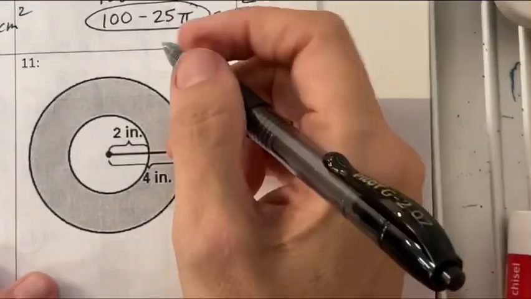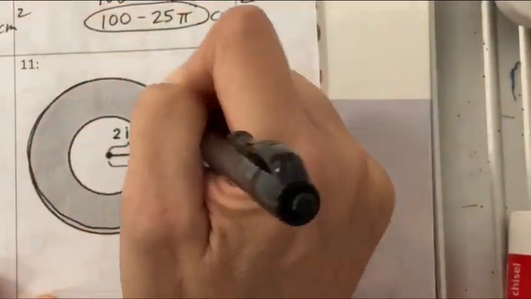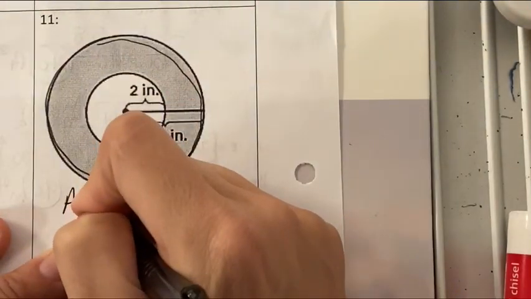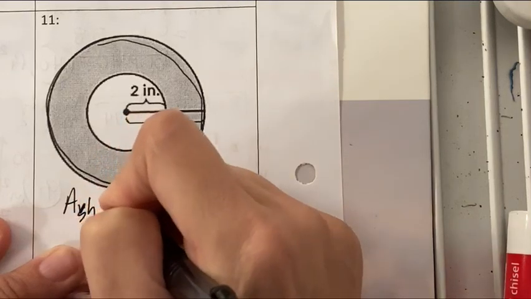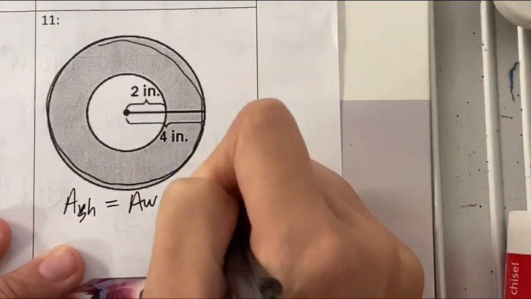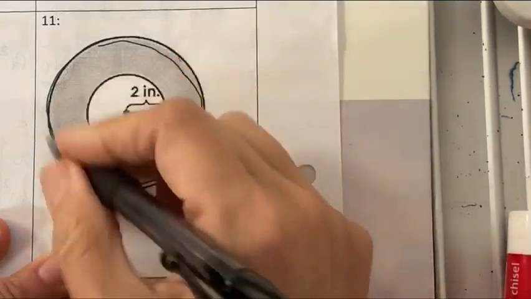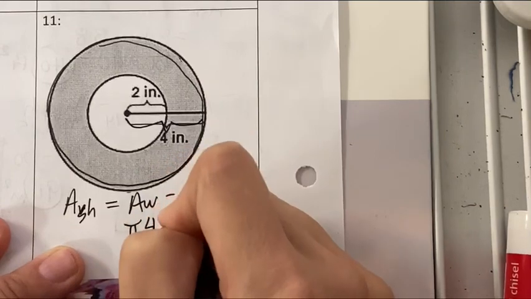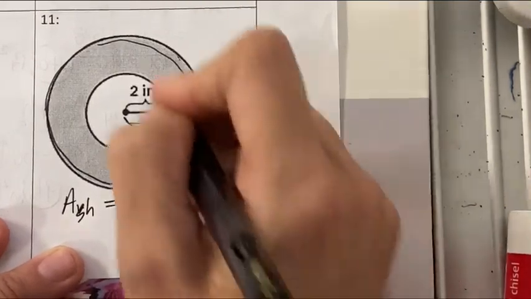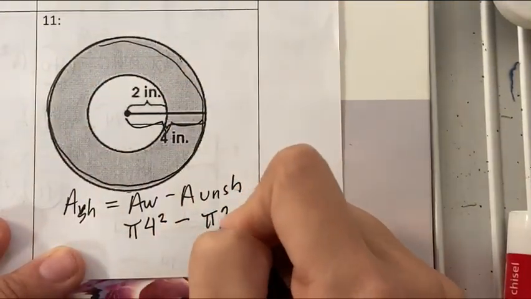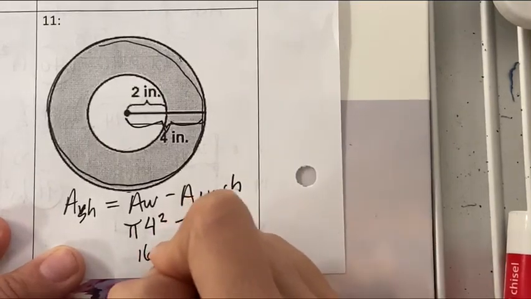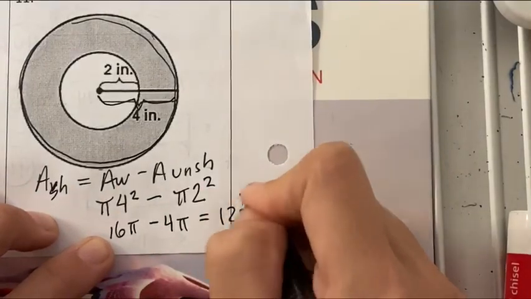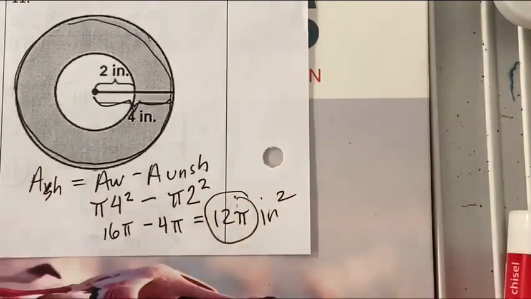Okay, what do we got going on here? Same formula. I'm going to do area of the shaded equals area of the whole minus area of the unshaded. So what is the whole thing? They told us the whole radius is 4, so that'd be pi 4 squared. And what is the area of this unshaded? That'd be pi 2 squared. So I get 16 pi, take away 4 pi, leaving me 12 pi inches squared.